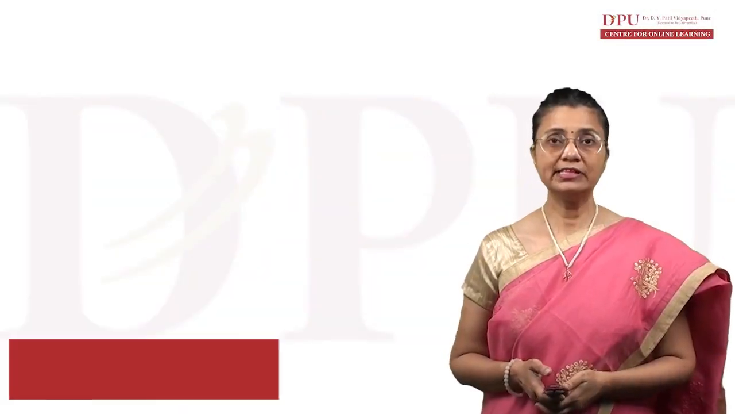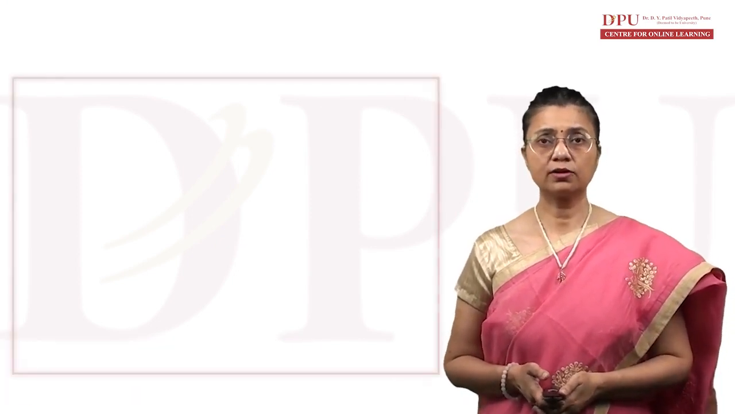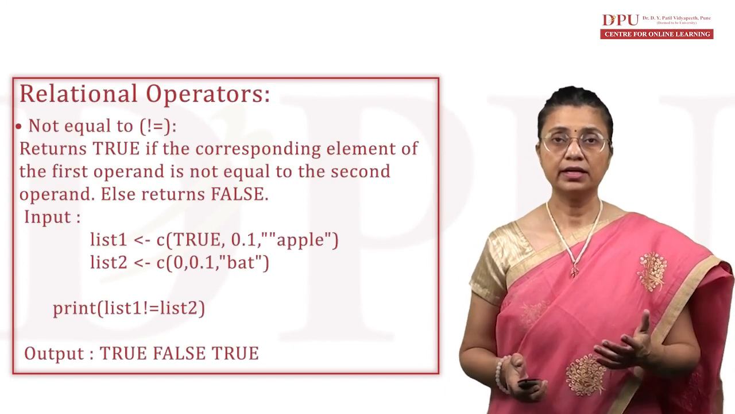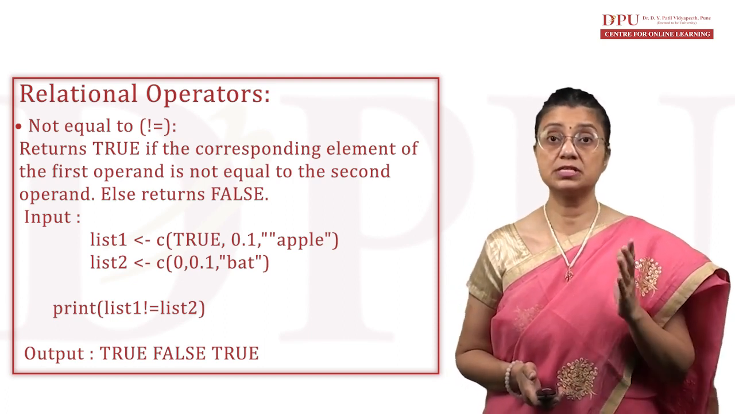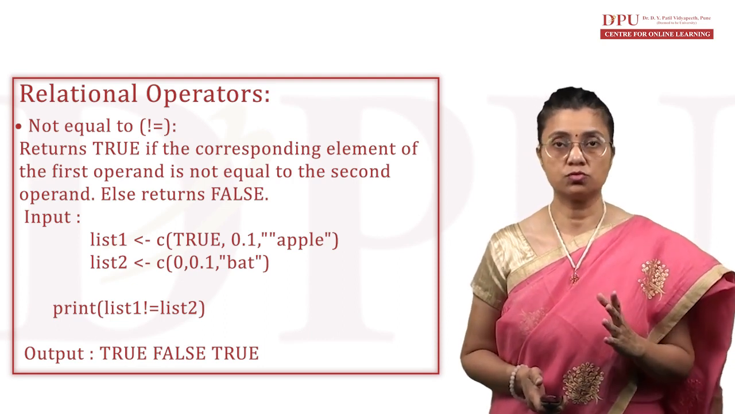So now we will see the not equal to operator. Let's understand the concept of relational operator with the not equal to operator now. It will return true if the corresponding element of the first operand, which is list 1, is not equal to the second operand, which is list 2.